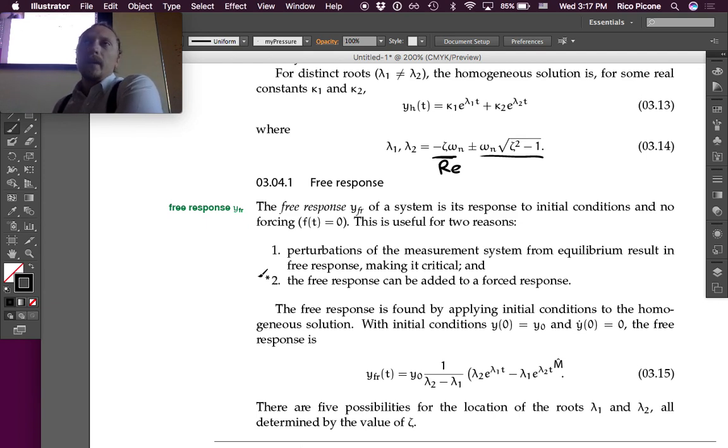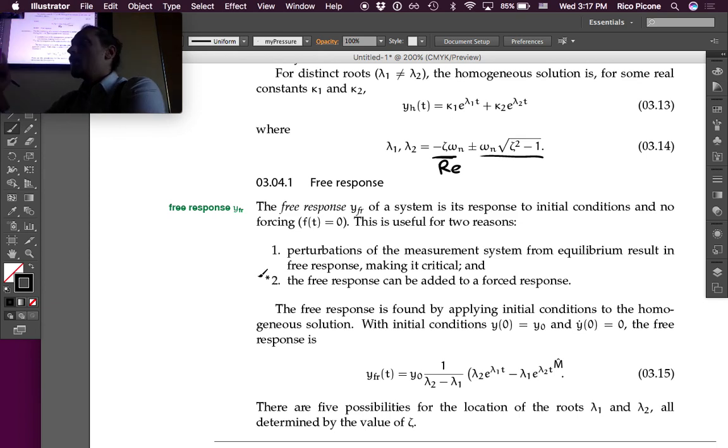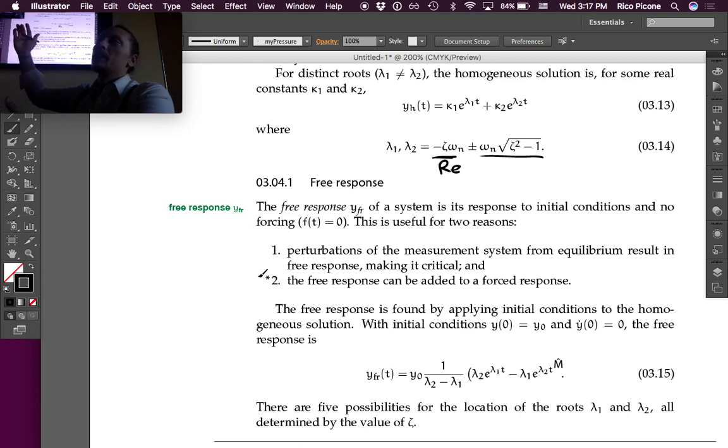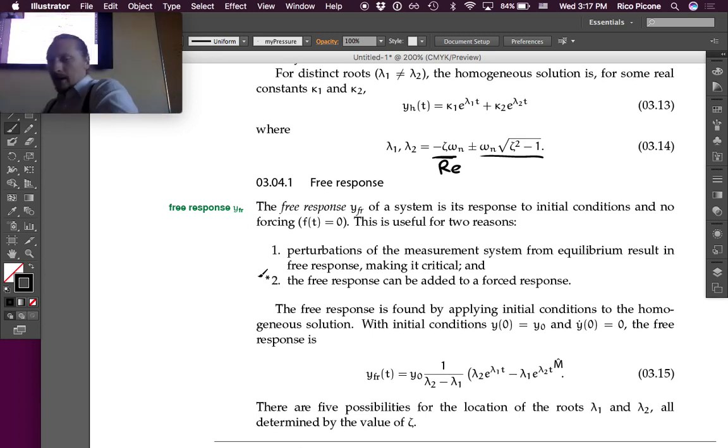So if you're measuring something, even if it's steady and there's no changing input, it's just like there's some constant or there's no input whatsoever, your measurement system is going to get a little bit of excitation from the environment. They always do. And so when you have that happen, how does the system respond? That's a critical aspect. And then another critical aspect is the second, that the free response can be added to a forced response.